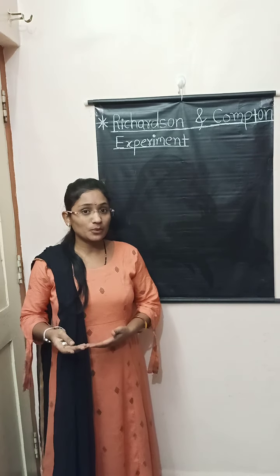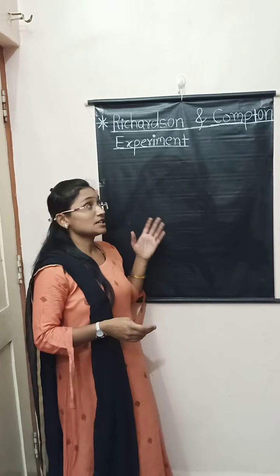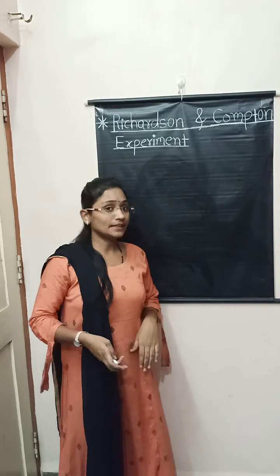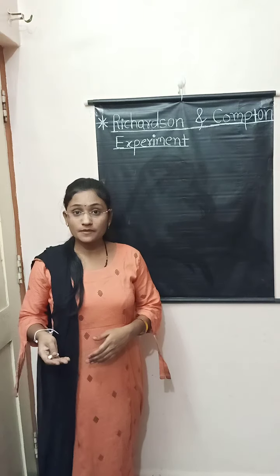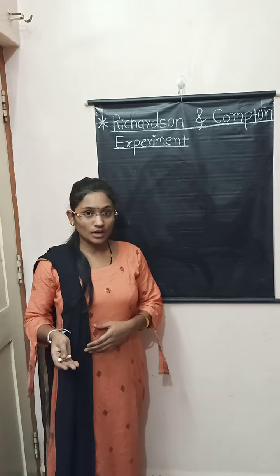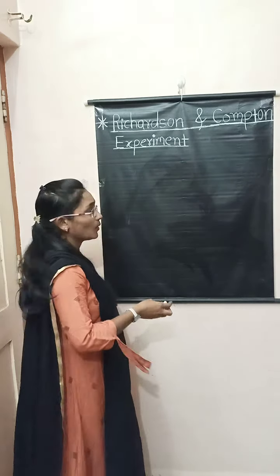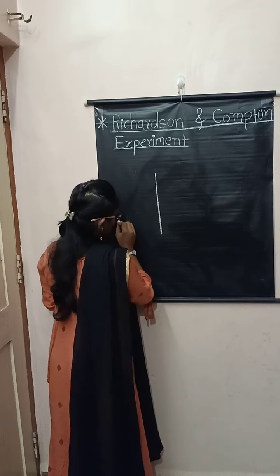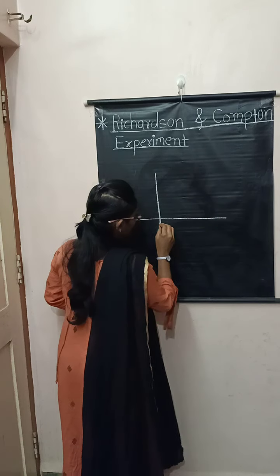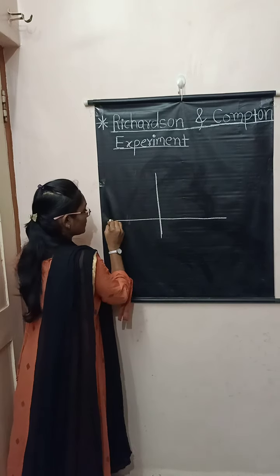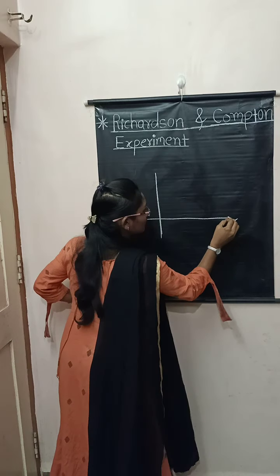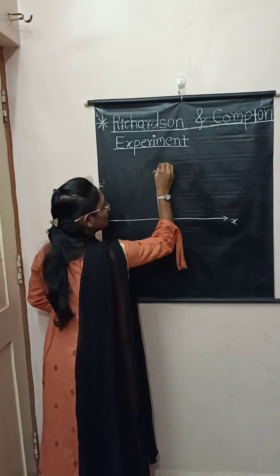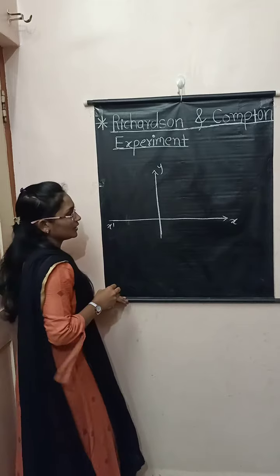Now we discuss the second relation of the Richardson and Compton experiment. This second relation is the relation between the velocity of photoelectrons and the frequency of incident light. So for that I will plot one graph. X, Y, X dash.